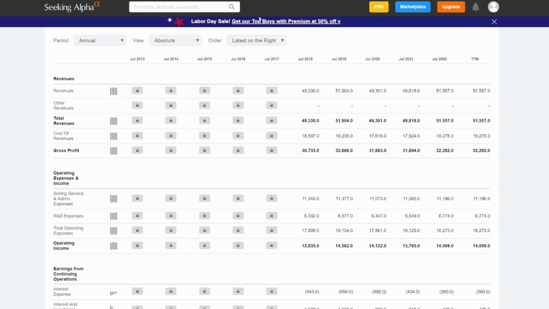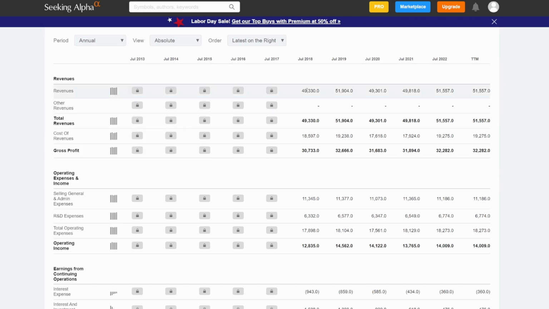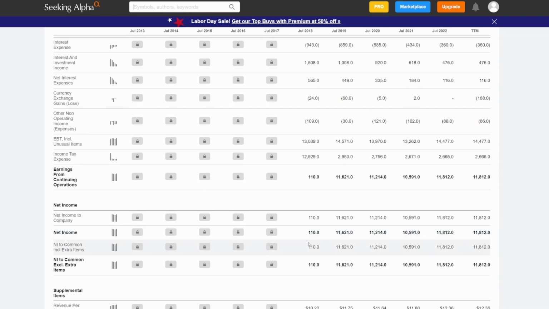If we look at the numbers behind, you can see here in the financial statement that the revenue is growing, albeit a bit slow. In July 2018, they had $49 billion in revenue, and in July 22, they had 51.5, so not too much, but still it is growing. If we scroll down to the net income and ignore the weird number in 2018, you can see from July 2019, it had $11.6 billion in net income, and they've only managed to grow that to $11.8 billion in July 22. So it's a very slow growth for the net income.